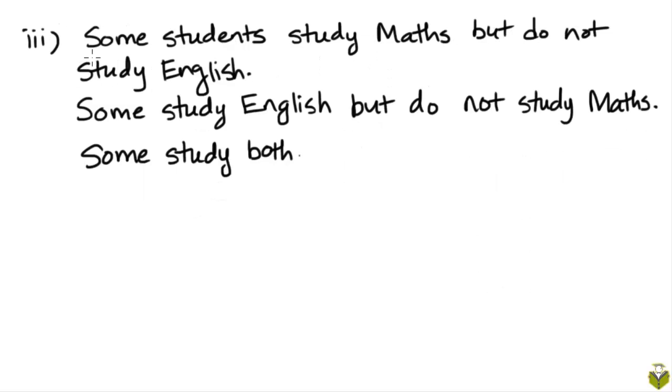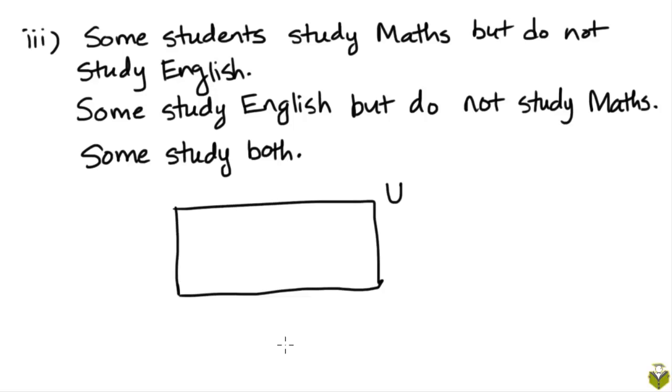This is the third verbal description. Some students study maths but do not study English. Some students study English but do not study maths. And there are some other students who study both English and maths. So let's map this to a third Venn diagram where we have the universal set again, and the relationship indicated here between the sets M and E is the most general kind of relationship that you can imagine.